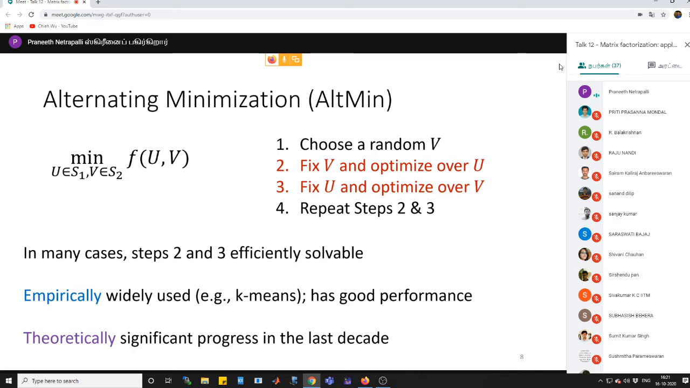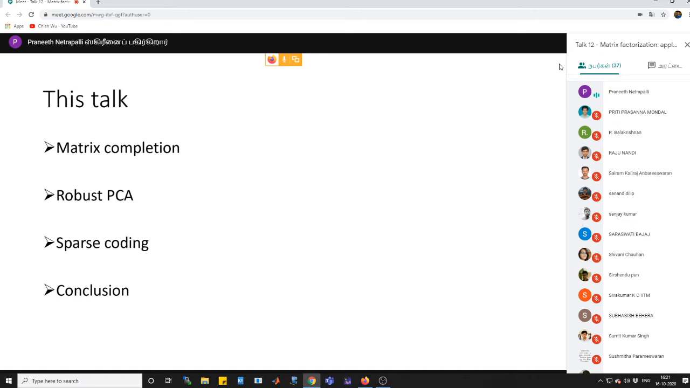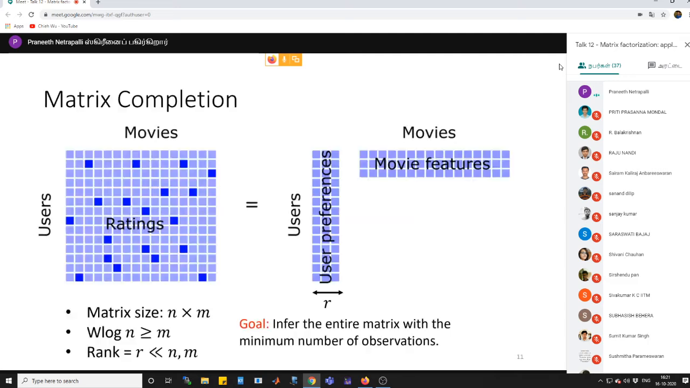Okay, so let's move on. In this talk, we will look at understanding the performance of alternating minimization for 3 problems of interest. The first one is matrix completion, the second one is robust PCA, and the third one is sparse coding, and then we'll conclude the talk. Okay. So let's first start with matrix completion. The matrix completion problem is the following, especially arising in e-commerce or online movie distributing platforms like Netflix and so on. So each row corresponds to a user, and each column corresponds to either an item or a movie.